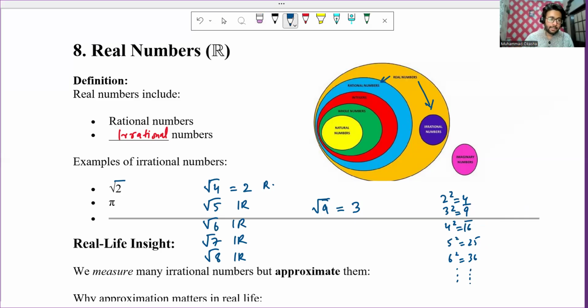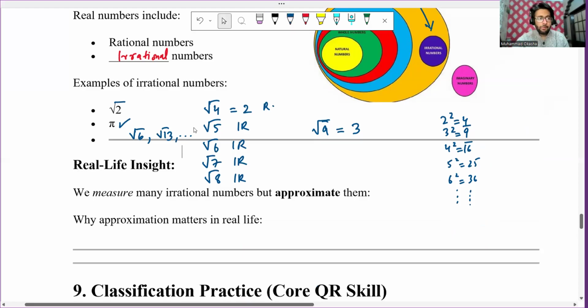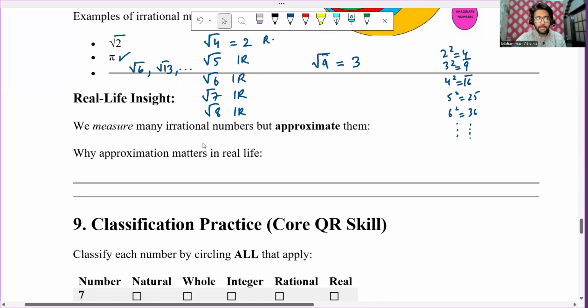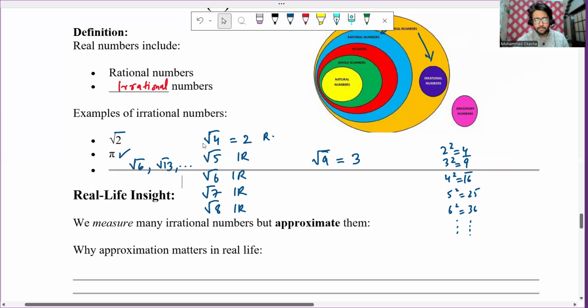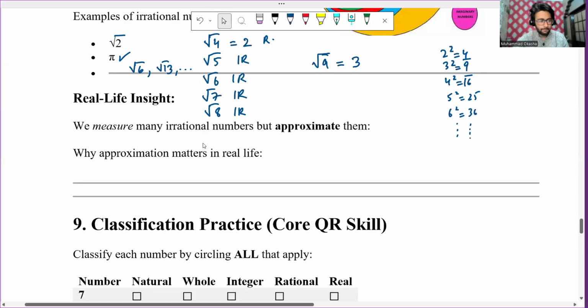Pi is a classic example of an irrational number. Let's write a few more irrational numbers. So let's write square root 6, square root 13, on and on. The list just keeps going on and on. We don't normally try to measure irrational numbers because their values just keep going on and on. So instead of measuring them, we approximate them.